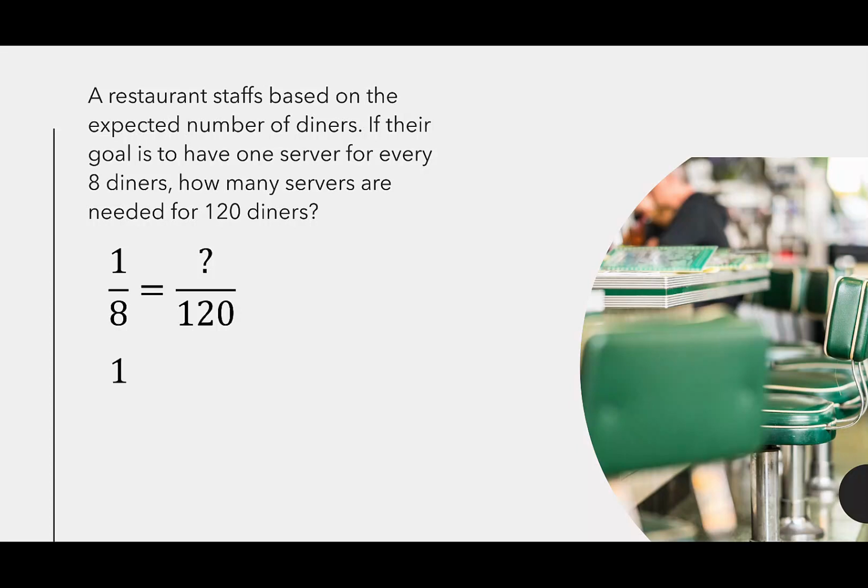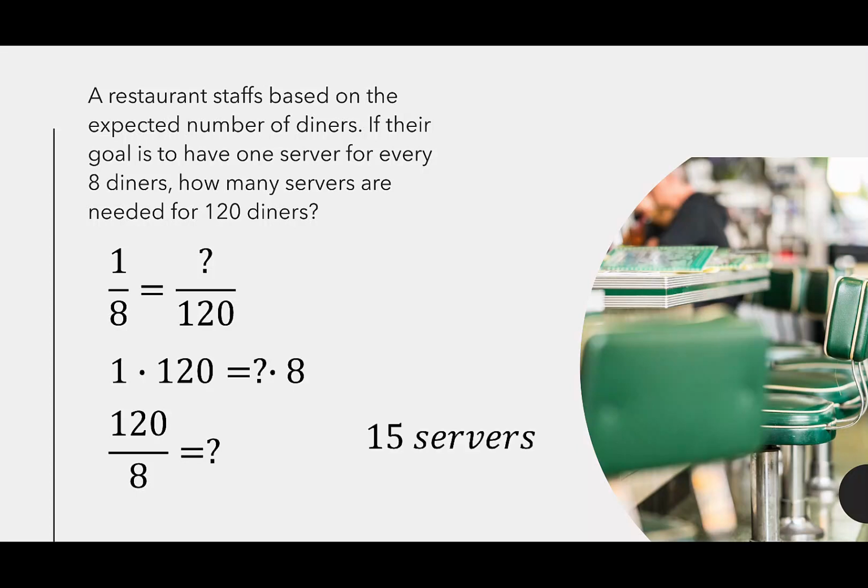We're going to multiply 1 times 120, and that'll be equal to 8 times our missing number. 1 times 120 is 120. To find my missing value, I'm just going to divide 120 by 8. 120 divided by 8 gives me 15, which tells me I need 15 servers to have the correct number of servers to diners in the restaurant.